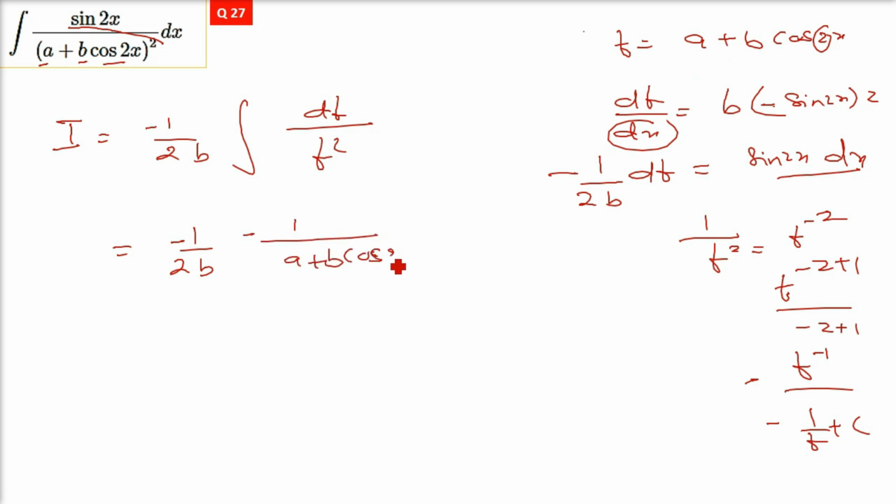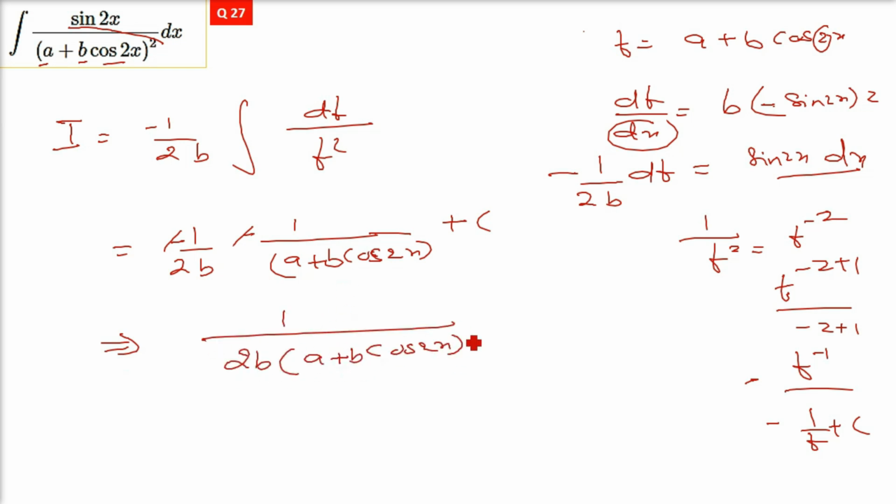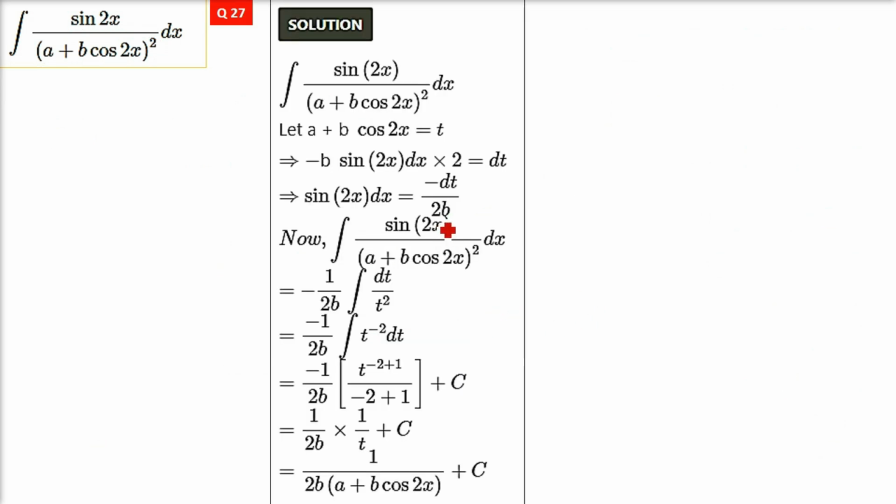A plus b cos 2x, this whole plus constant of integration. Negative will form positive. So this will be 1 by 2b, a plus b cos 2x, plus constant of integration. So this is the question I was talking about. Please don't write or make cos 2x equal to t. You can take a plus b cos 2x directly as t, then you'll get all other things.